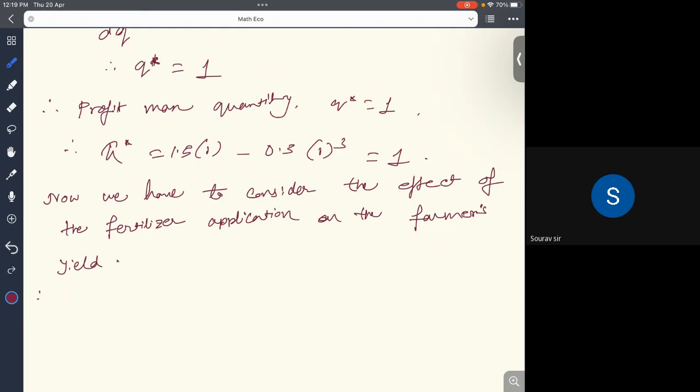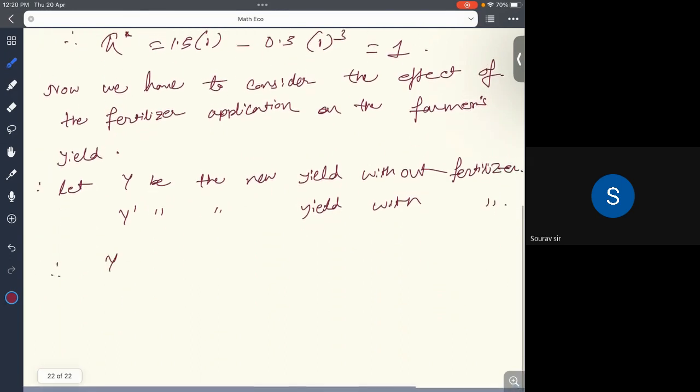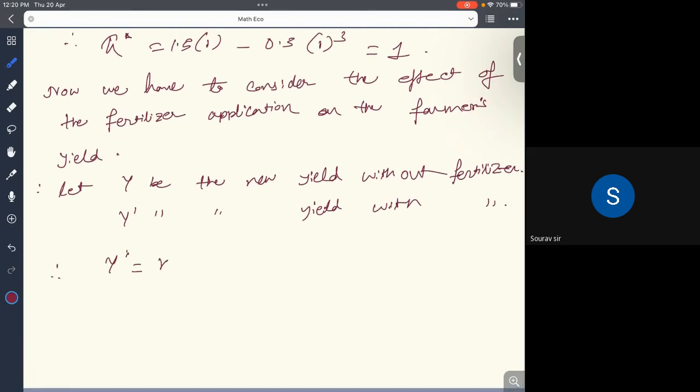Let y be the new yield without fertilizer, and y prime be the yield with fertilizer. Okay. Now our yield will be, therefore, y prime will be equivalent to k into y. Okay. And we have assumed that k is the increase in yield as a percentage.